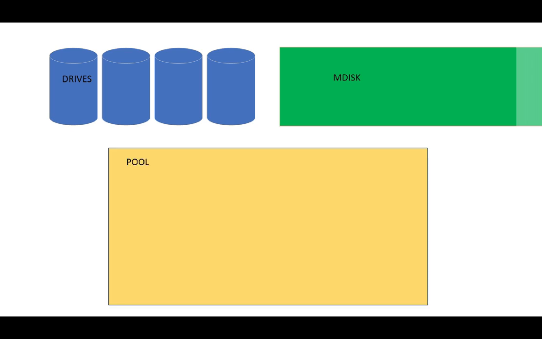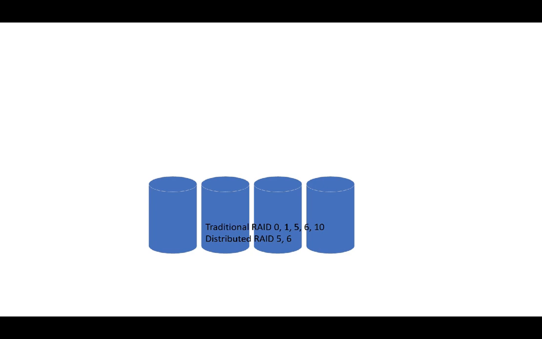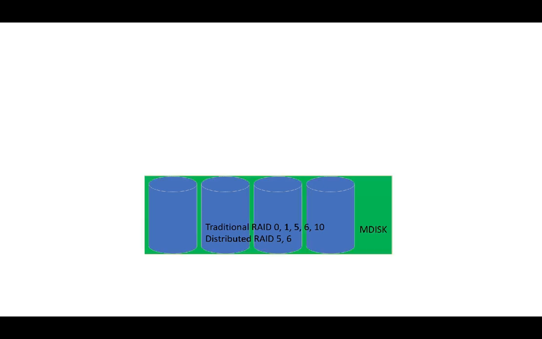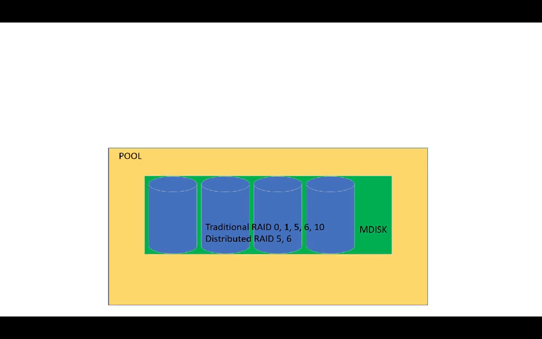Now what happens is we create a RAID, whether that is a traditional RAID or distributed RAID, from the disks. Once we create a RAID, it becomes an MDisk, that is the managed disk. In order to use this MDisk, it has to be added to the pool. Once the disk is added to the pool, the pool gets its capacity.